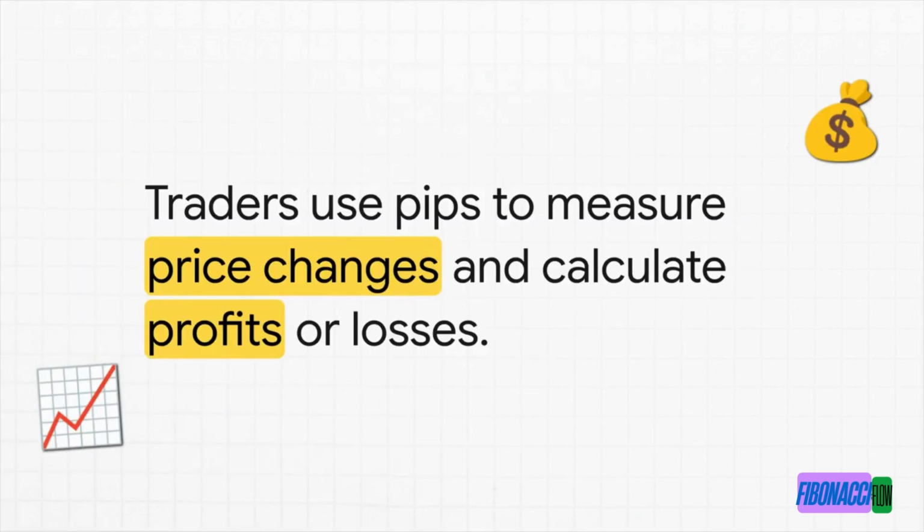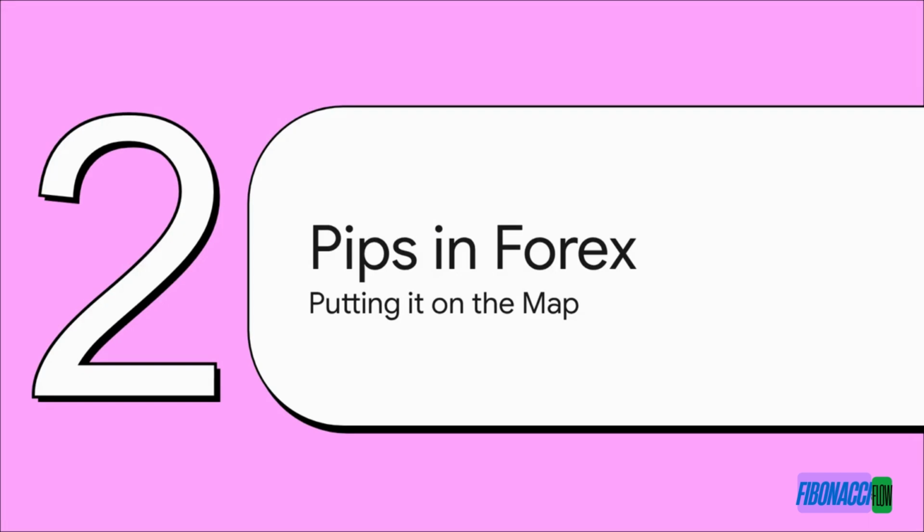And this is why it matters so much. Traders don't say, oh, the price went up by a little bit. No way. They'll say, it moved up 10 pips, or it dropped 20 pips. It's the universal language for measuring these price changes, and this is the important part. It's how you're going to calculate your profits and your losses. Okay, so we've got the what. Now let's look at the how.